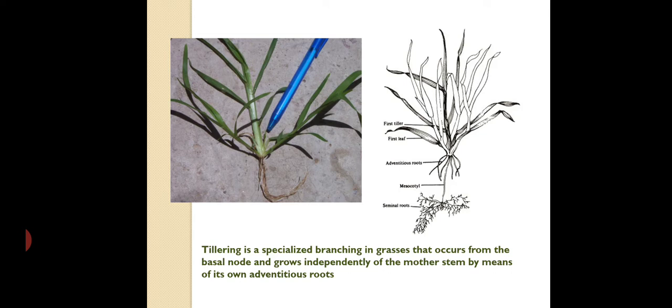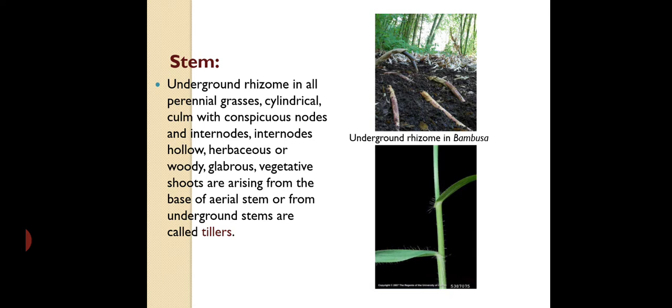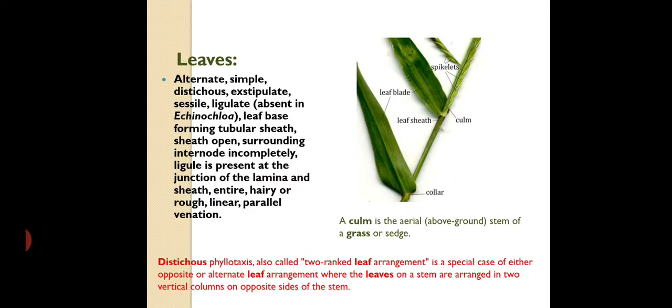Tillering is a specialized branching in grasses that occurs from the base node and grows independently of the mother stem by means of its own adventitious roots. That is, it resembles the runners. That is tillering, and the small shoots are called tillers. Tillering is the characteristic of this family Poaceae.